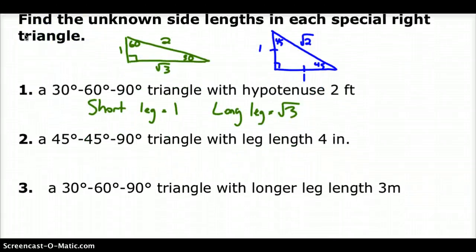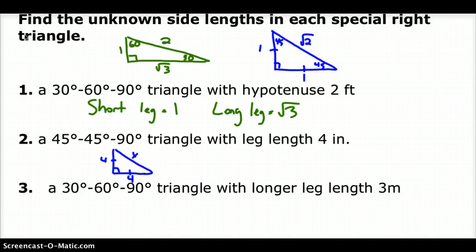Number 2 says we have a 45, 45, 90 triangle, and it's got a leg length of 4 inches. Now there's many ways that we could actually figure this out, but let's maybe just do a proportion. I'm actually just going to draw another right isosceles triangle here. This time our leg length is 4, right? So we know that these are both 4. We could use the Pythagorean theorem if we wanted to. We could also just call this x and solve by proportions, and let's maybe try that.